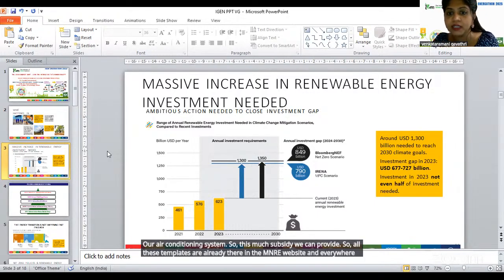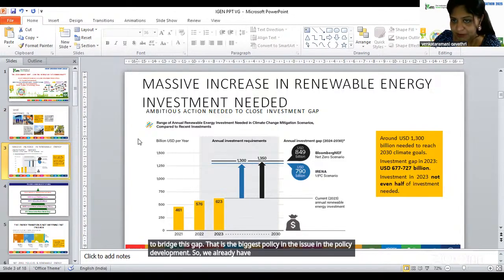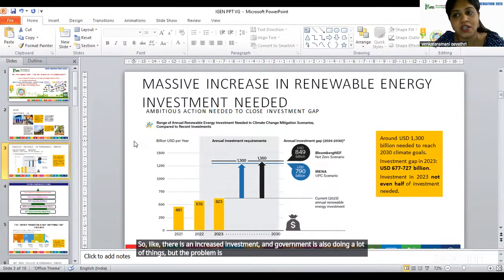But the problem is that there is a gap between the government and the consumers, the common people. So academic people and industrial people should join hands to bridge this gap. That is the biggest issue in policy development. We already have these kinds of systems, but those systems were not taken to the common people. There is increased investment and the government is also doing a lot of things, but the problem is that it has not reached the common people.